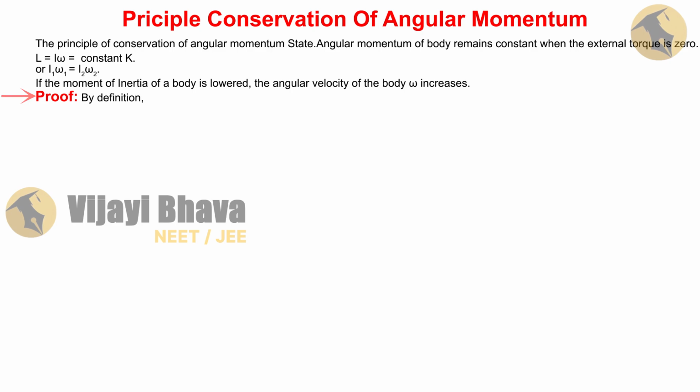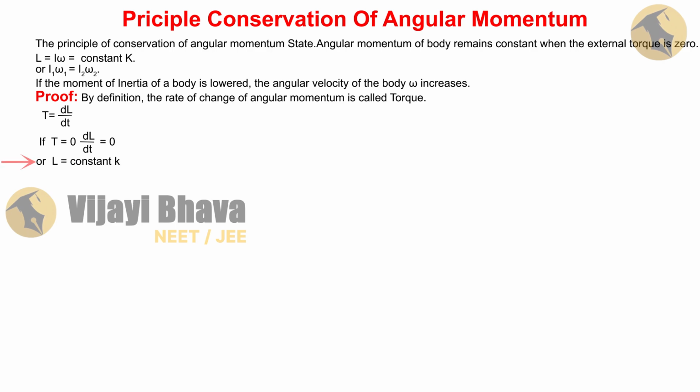By definition, the rate of change of angular momentum is called torque. Tau = dL/dt. If the torque is 0, then dL/dt also becomes 0. This can be written as angular momentum L = constant. Since angular momentum is constant, L1 becomes equal to L2, I1 ω1 = I2 ω2.